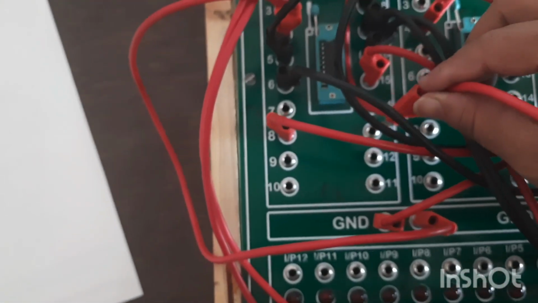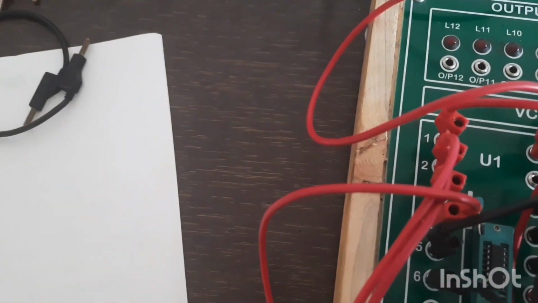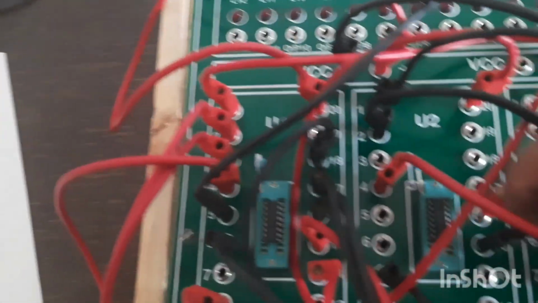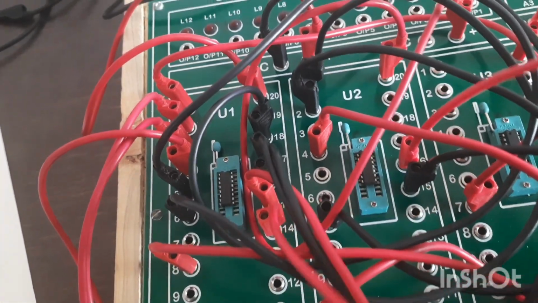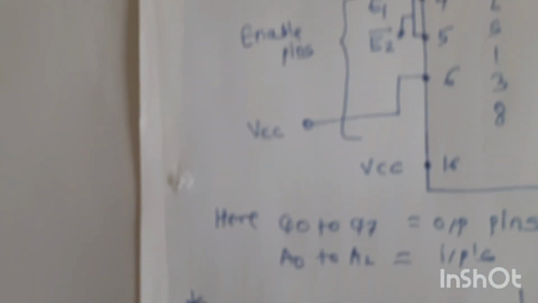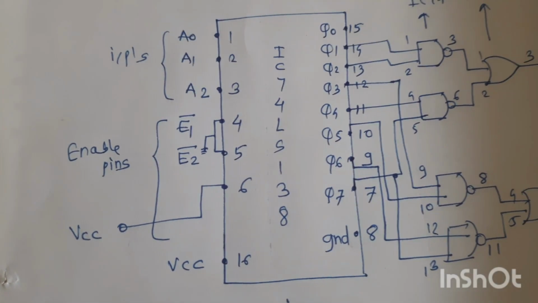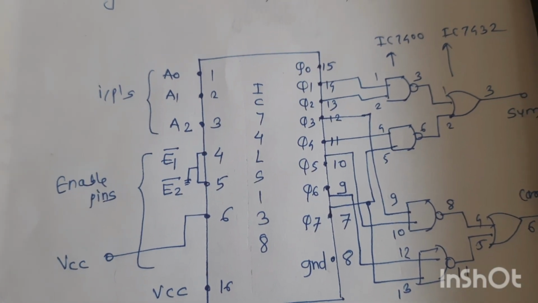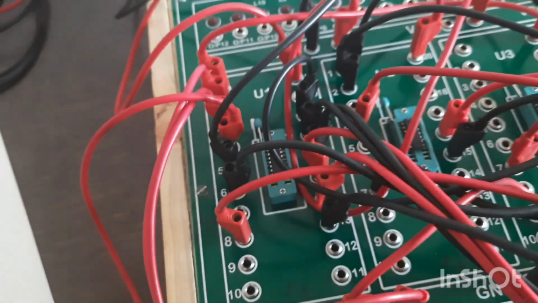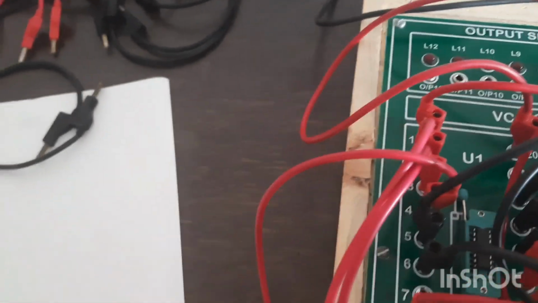So you can see this is 9, this is 10, which is connected to pin number 10 of the NAND gate IC: 7, 8, 9, 10. Now you can see pin number 9 is connected to pin number 12. Pin number 9 of the first IC is connected to pin number 12 of the second IC.